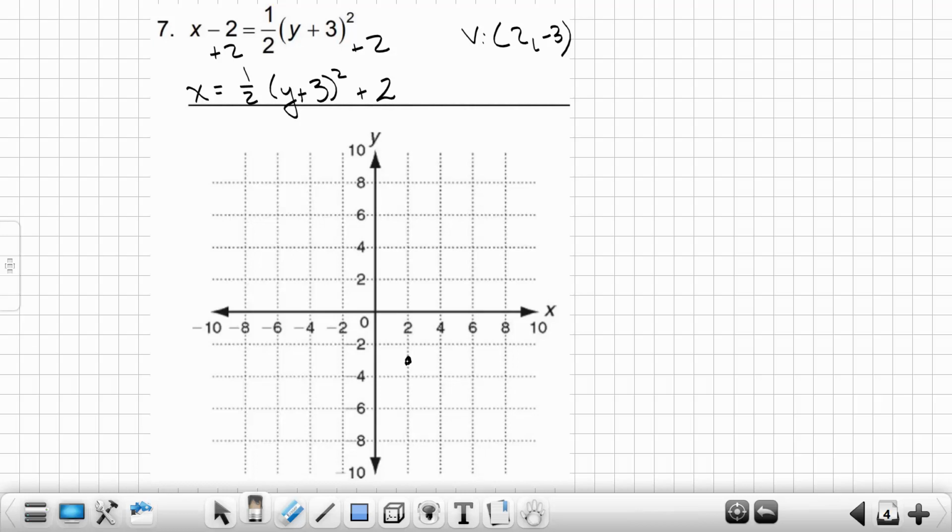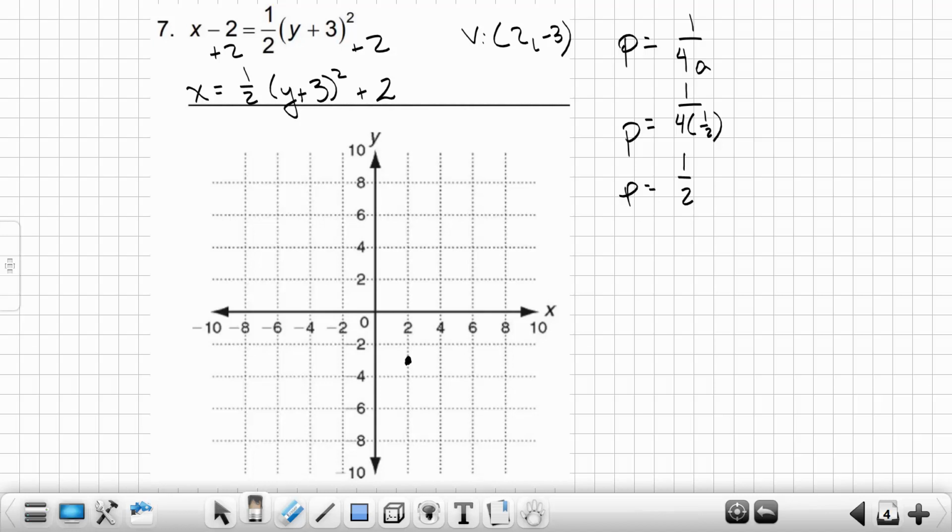Let's figure out the p-value. p is equal to 1/(4a). So what is my a? 1/2? What's half of 4? Okay. So that's obnoxious, but it's nothing terrible. So my focus and my directrix are only a half away from my vertex.